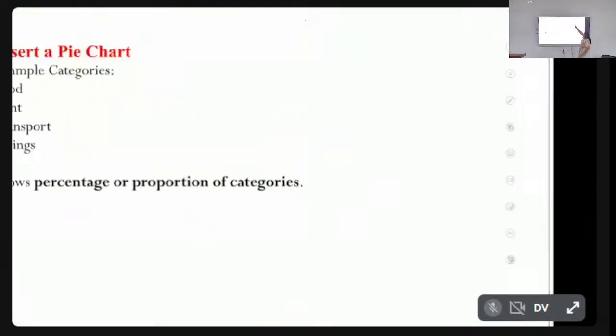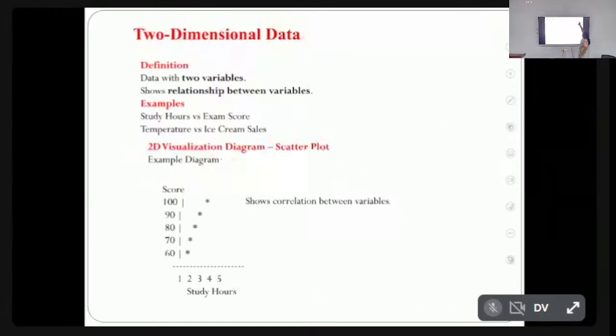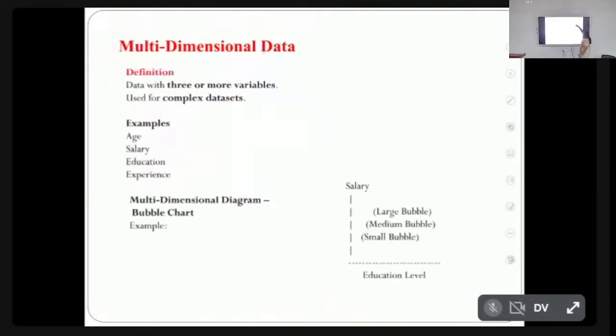Next, so that was a one-dimensional chart. This is a two-dimensional chart. I hope you know all these things. Two-dimensional chart also, right? Multi-dimensional like this. That is nothing but here it is showing the education level. It is showing the salary, and I'm using a bubble chart to represent the multi-dimensional information.